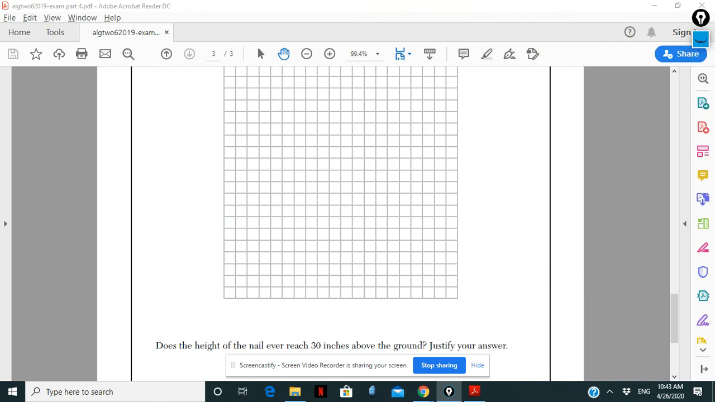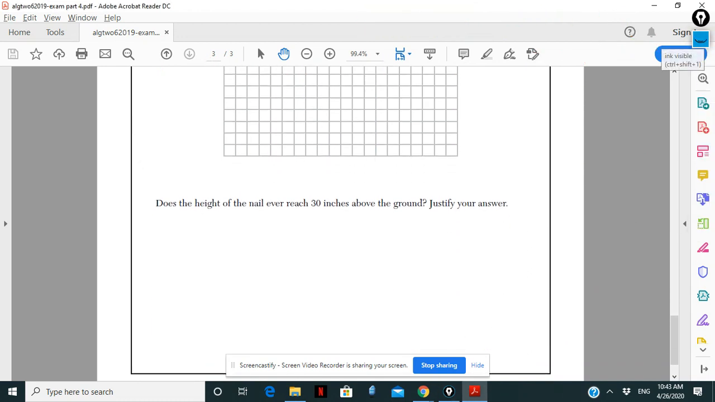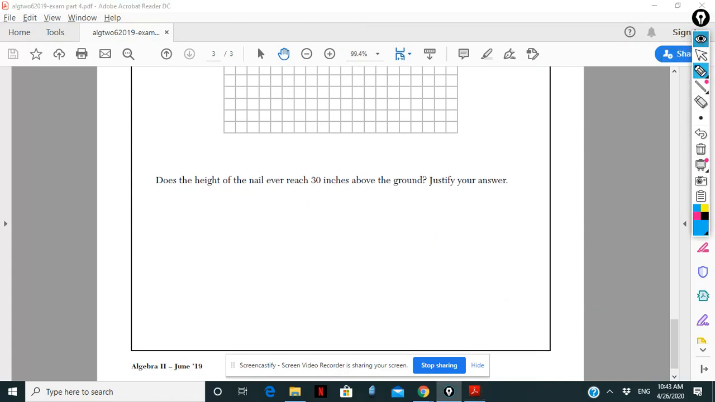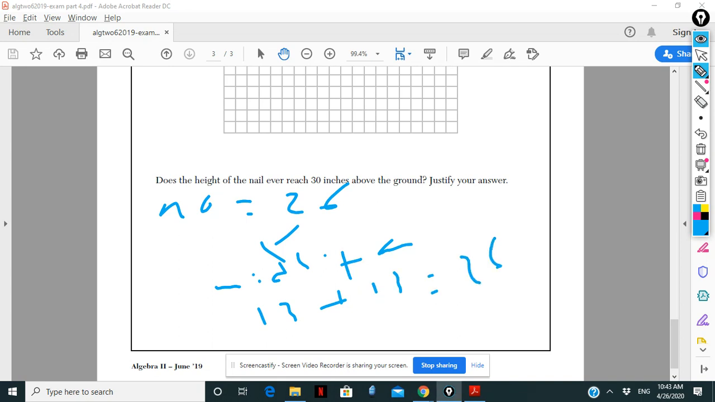Now, the last part: does the height even reach 30? No. Why? Because the maximum is going to be 26. How is that? The midline plus the amplitude, so 13 plus 13 is 26. And when we graphed it, it showed that it doesn't go up to 30.